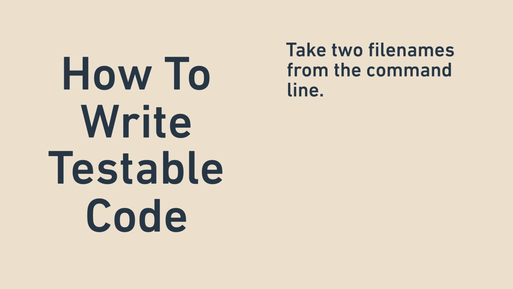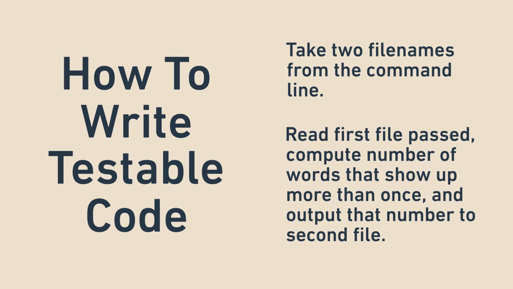It's going to take two file names from the command line, and it's going to read the first file passed in, compute the number of words in that file that show up more than once, and output that number to the second file. So let's code this. I'm using TypeScript for this demo, but the principles I'm showing here can work in any language. If you aren't familiar with TypeScript, that's okay. It should still be reasonably readable.